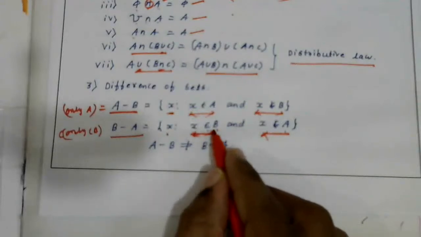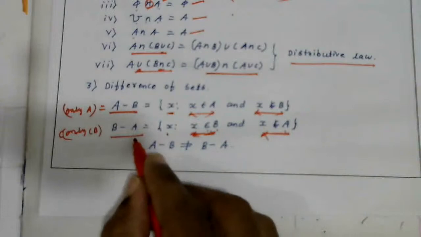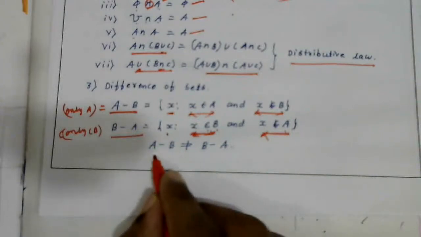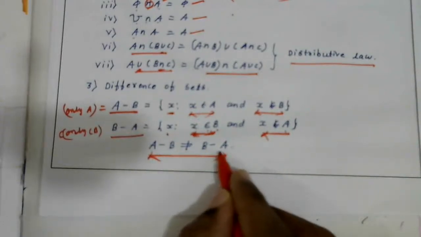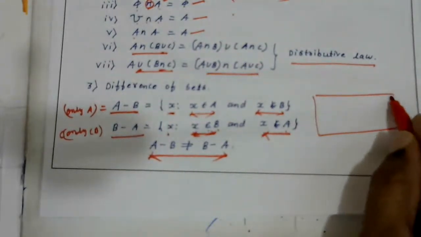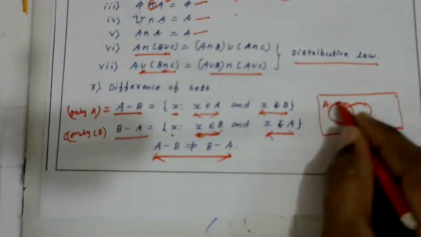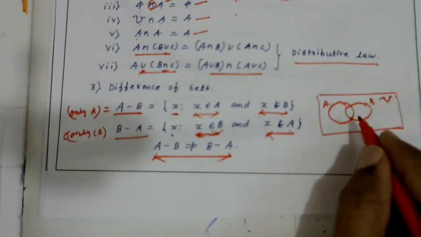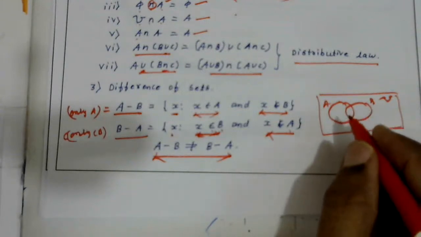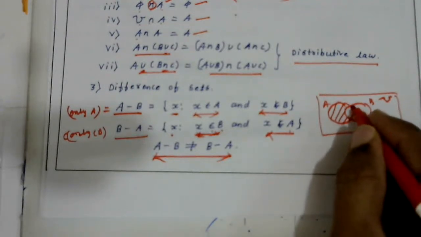Means only the elements of A but not elements of B. So those elements, if read, that is set here A minus B. And you all are aware that A minus B is not equal to B minus A. If you speak in terms of a Venn diagram, this is your set A and B, and this is your universal set. Which part is set to be your A minus B? Only A but not B. This part is your A minus B.